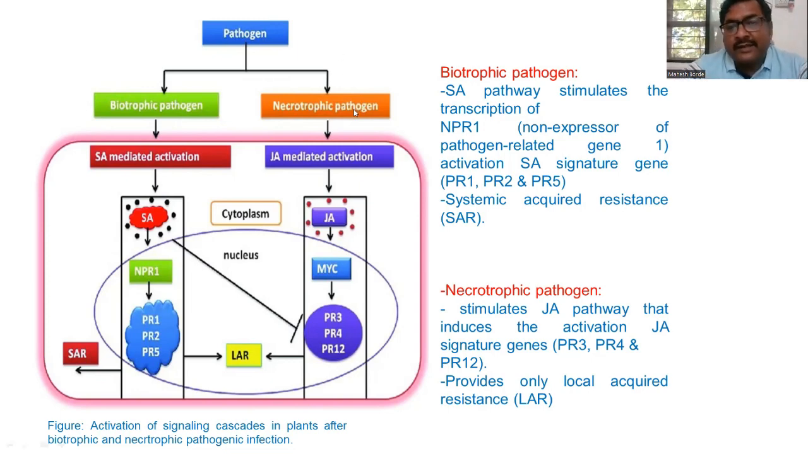On the other hand, if a necrotrophic pathogen infects the plant cell, the plant cell activates the jasmonic acid mediated defense pathway. So it increases the level of jasmonic acid in the plant, which activates one transcription factor, that is MYC transcription factor. That MYC transcription factor has a group of genes which are mostly responsible for various cellular development of the plant growth. Along with that, MYC induces the activation or expression of some pathogenesis related proteins like PR3, PR4, and PR12. And these PR3, 4, and 12 are mostly involved in local acquired resistance in the plant.